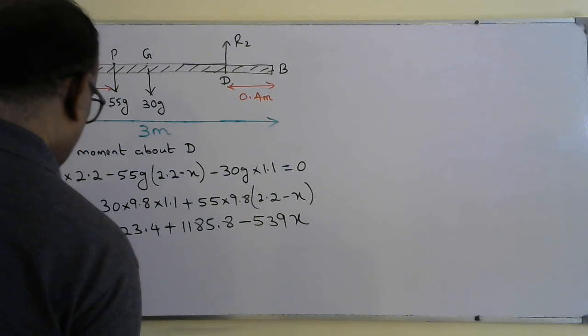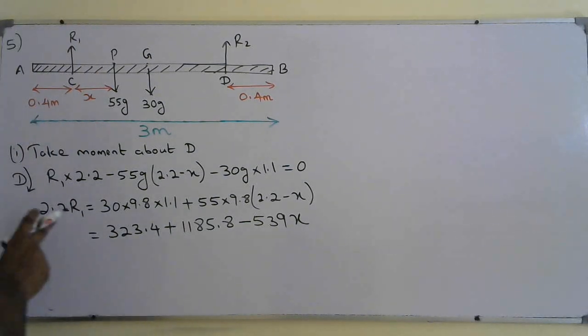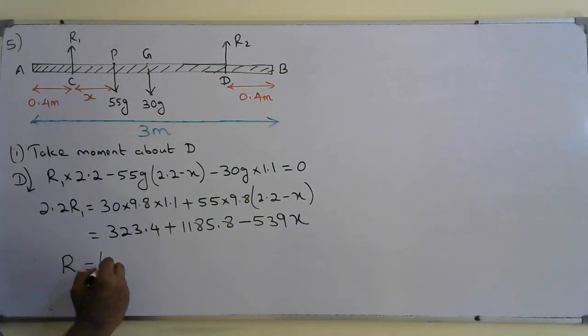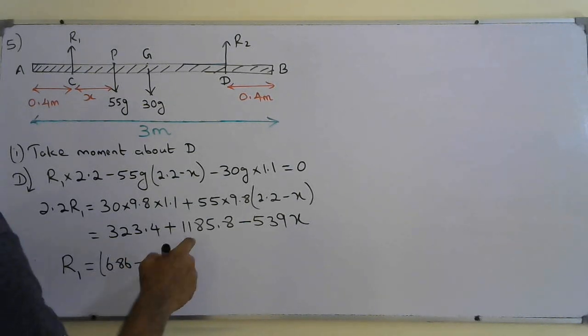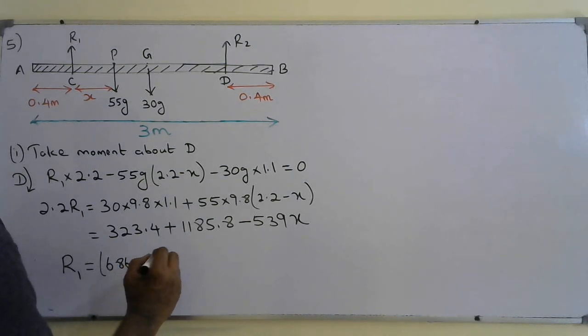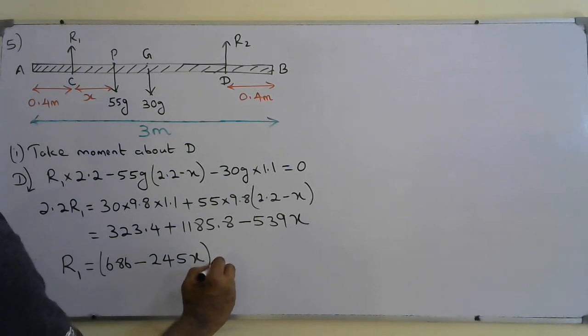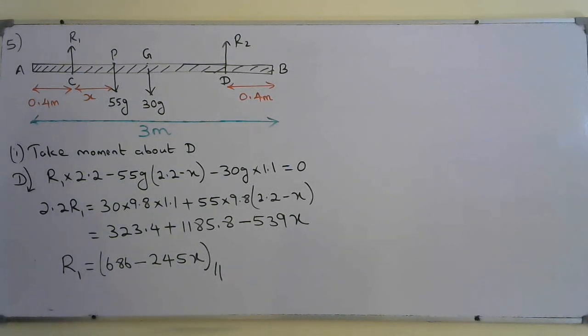Okay, so divide the whole equation by 2.2, you will get R1 is equal to 686 minus 245x. Solve it and get that equation.